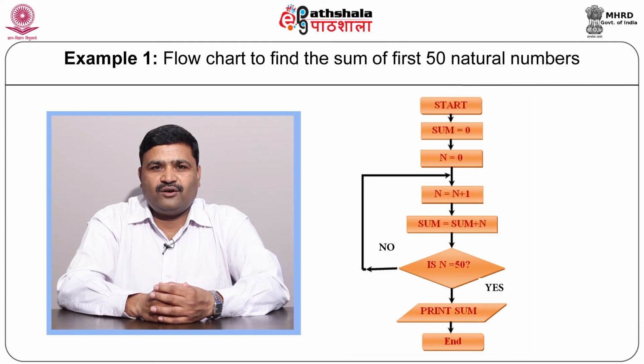Then you need to find out the sum, where sum equals sum plus n. After calculation of sum, you need to take a decision. Is n equal to 50? If the result is yes, then you have to find out the final sum. If the result is no, then your control should go back and you have to increment your counter by 1, and again find out the sum by the formula sum equals sum plus n. If the result is true, then you need to display the message for the final sum, and after that there is the end symbol.